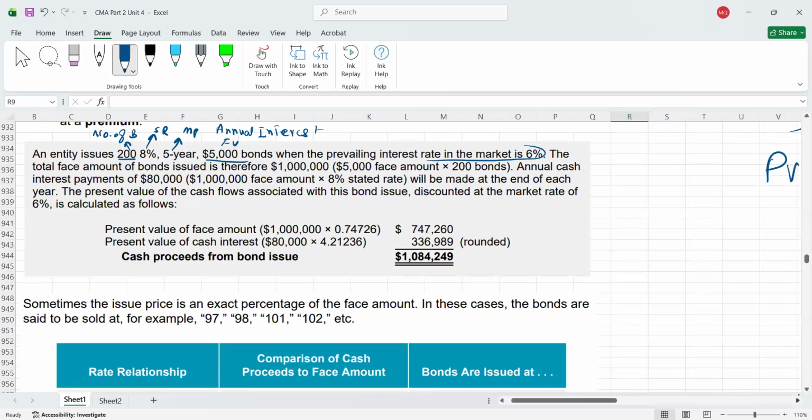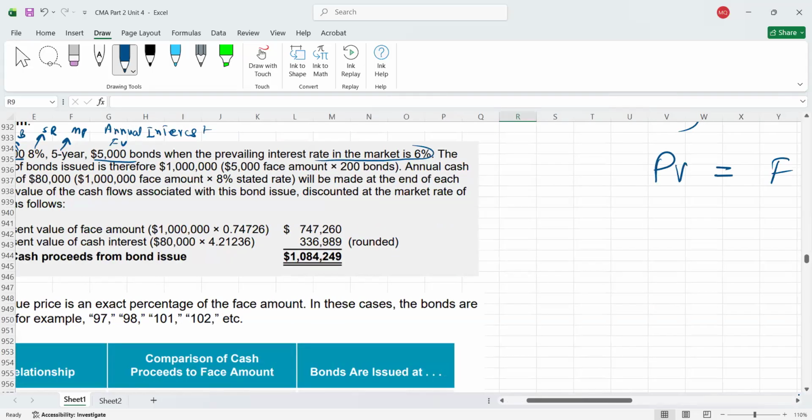So how will you do it? First of all, you need to calculate the interest. And how will you calculate interest? First, find the total face value. Total face value is the number of bonds times the face value per bond. The number of bonds is 200, face value per bond is 5,000, so the total face value is going to be 1 million.